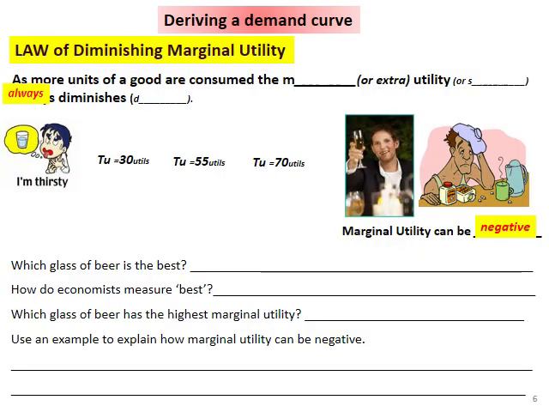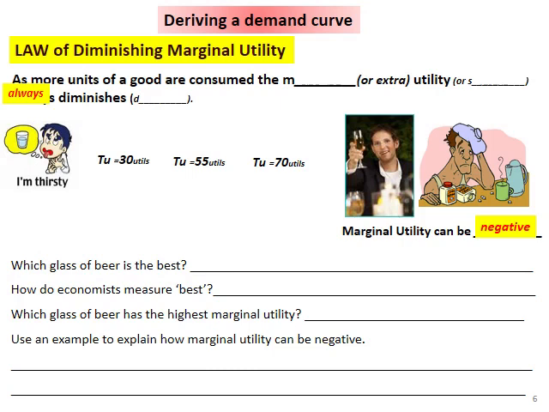Now remember, what we are concentrating on, focusing on, is how to derive a demand curve. And the demand curve, of course, is based on the law of demand. As the price goes down, quantity demanded will increase, ceteris paribus. Now, the law of diminishing marginal utility is the law on which the law of demand is actually founded. So we need to understand this law of diminishing marginal utility.